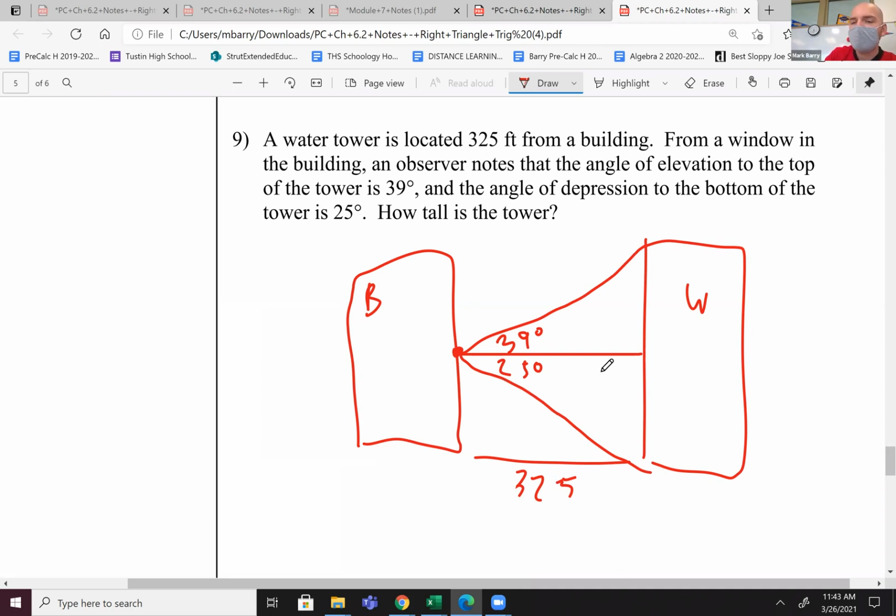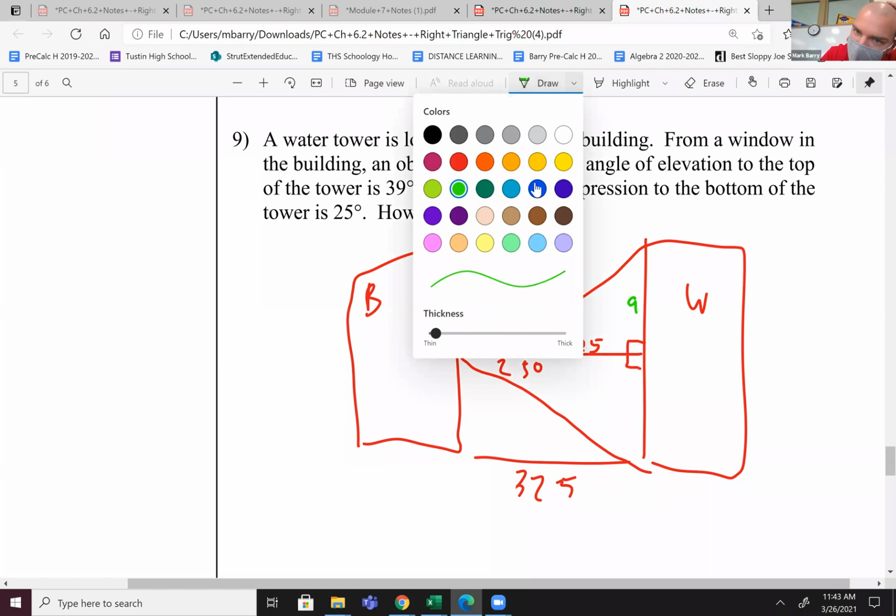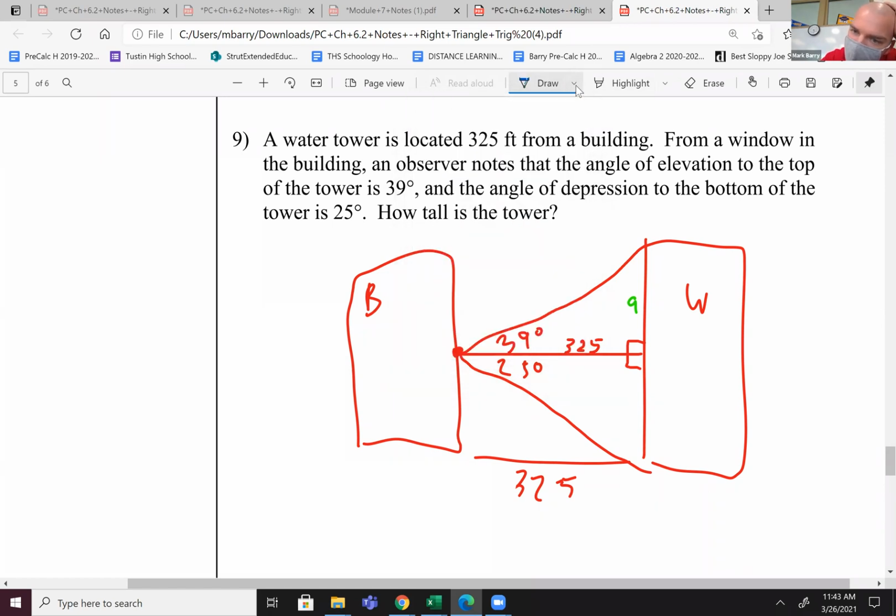Now, this 325 down here is the same as this line right here, right? So now I have 2 right triangles here. I know an angle on each of them and a side length. So I can definitely do some SOHCAHTOA. I'm gonna have to kind of do this as 2 separate triangles. So I'm gonna see this one as A. I'm gonna see this one as B. And then I know that the height of this water tower is going to be just A plus B.